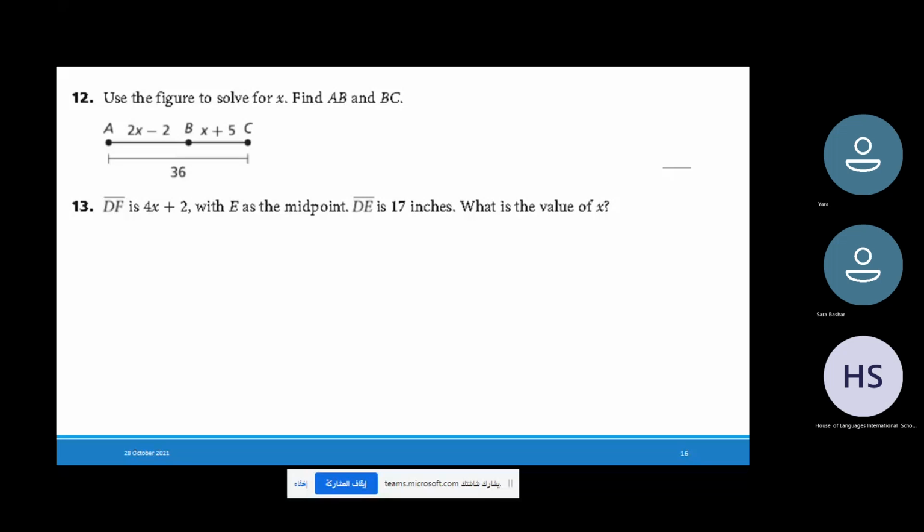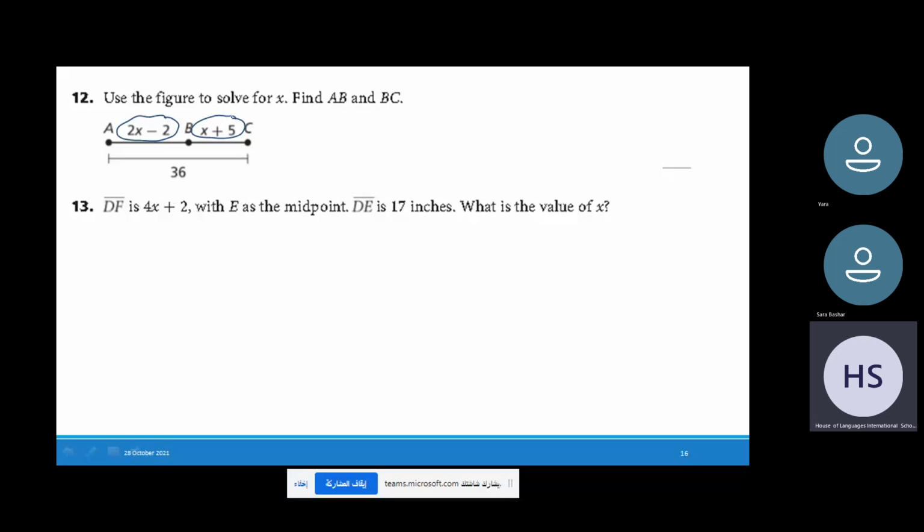Now, here what do we have? The length of AB is 2x minus 2, and the length of BC is x plus 5. And the length of AC is 36. What you have to do here is two things. First, you have to find x. Then you will substitute x in the expression to find the lengths.